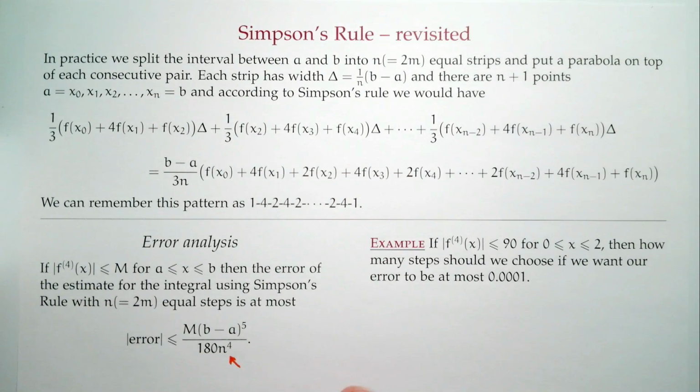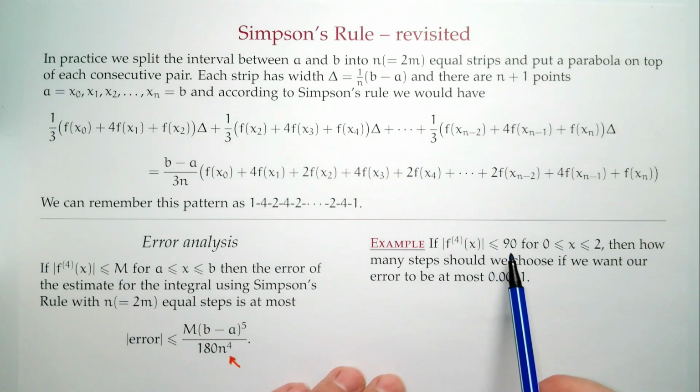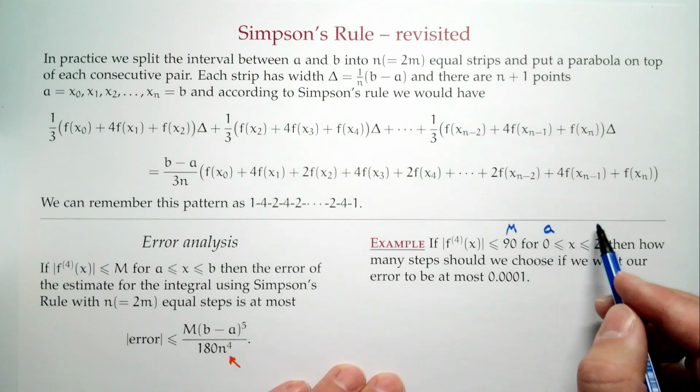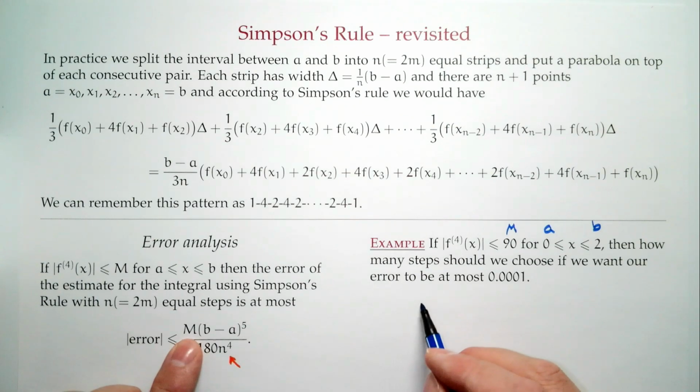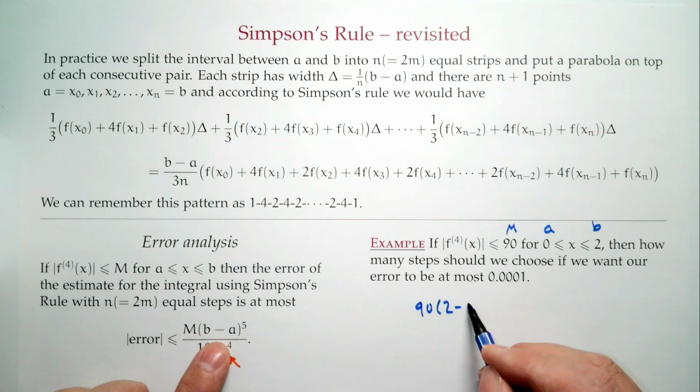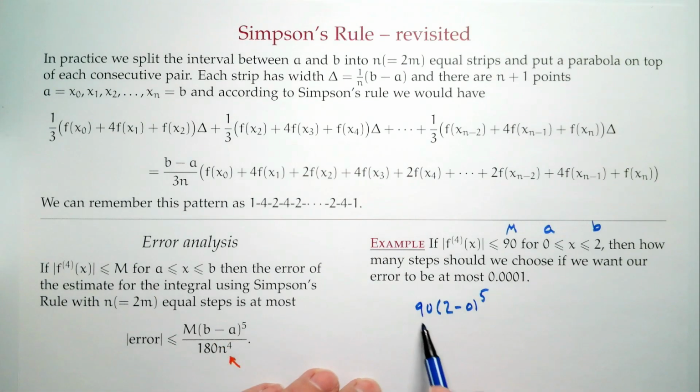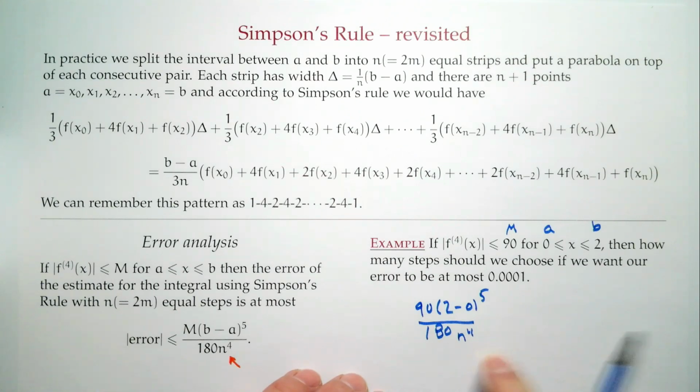All right, so we'll do the same thing, and this time we won't mess up. So, I hope. All right, so we have our fourth derivative is bounded by 90 between 0 and 2. So the fourth derivative, this is our M. Here is our a and our b. So we're going to have 90, and (2 minus 0) to the fifth. Divide that by 180, and then we have n to the fourth, which we don't know. Now, this bounds our error, and we want our error to be at most 0.0001, so we want this to be at most 0.0001. By the same idea, if we can bound this by 0.001, then our error is also bounded by 0.0001.